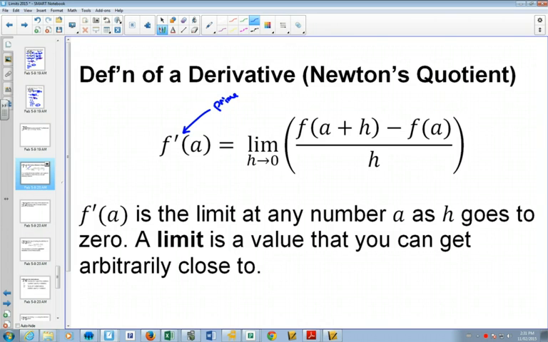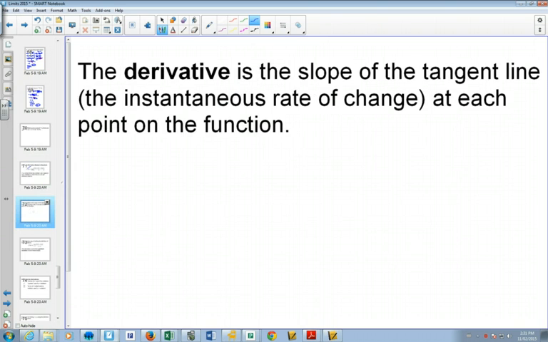We say f prime of a. And all it is the limit as h goes to 0. We saw this already as one of the ways to find the slope of a tangent line. And that's all a derivative is. So f prime of a is the limit as h goes to 0. And again, the definition of a limit is something that you can get super close to. And all the derivative is the slope of that tangent line, the instantaneous rate of change. And that's what makes it so powerful, is you can find out how much something is changing at a specific moment in time on a point on a function.